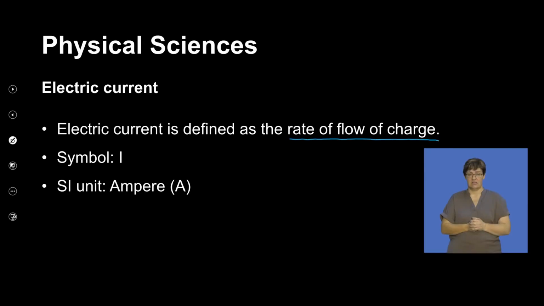So the definition of current is incomplete without the keyword rate. The symbol for current is I, which is derived from current intensity, which is an indication of the intensity of charges flowing through a point per unit time. The SI unit is the ampere, which is the capital letter A.